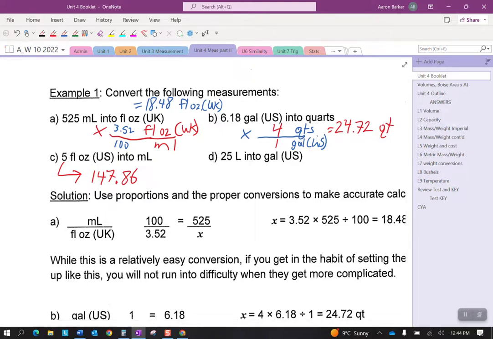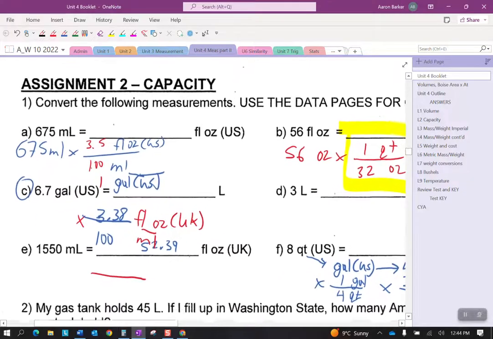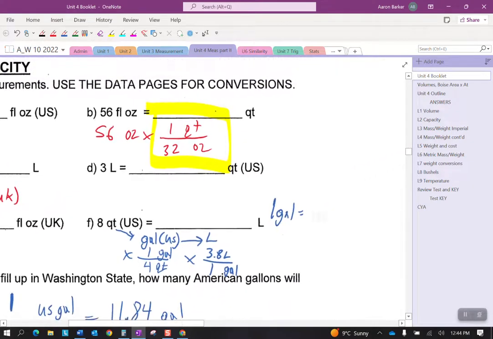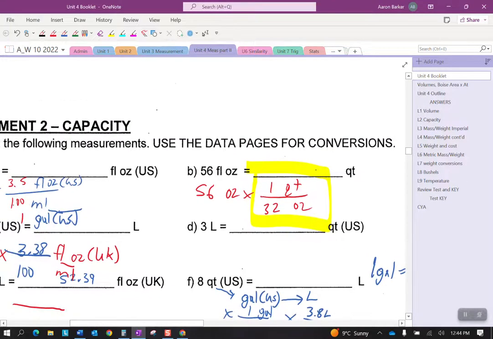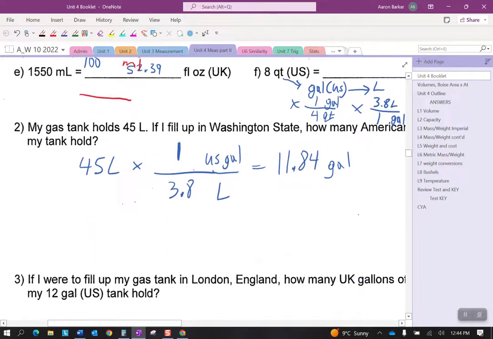So your homework, assignment number 2. Okay, you're multiplying by your conversion factors. The last one, letter F, it's a double conversion. You got to go quarts to gallons and then to liters. Quarts to gallons, then to liters. Okay. These ones here, you're multiplying by your conversion factors. Questions, comments, concerns? All right. Begin. Good luck. Go. Have fun.